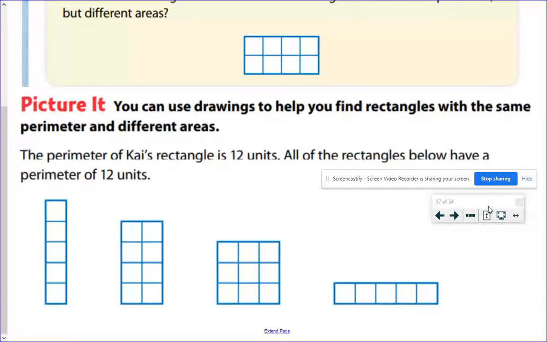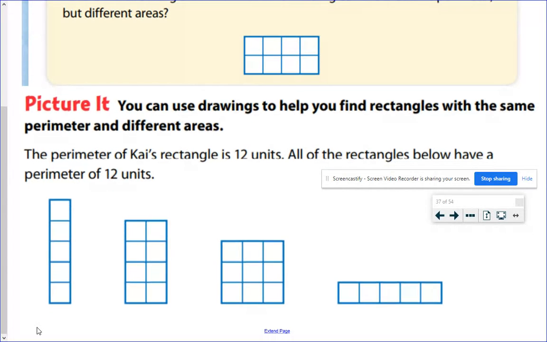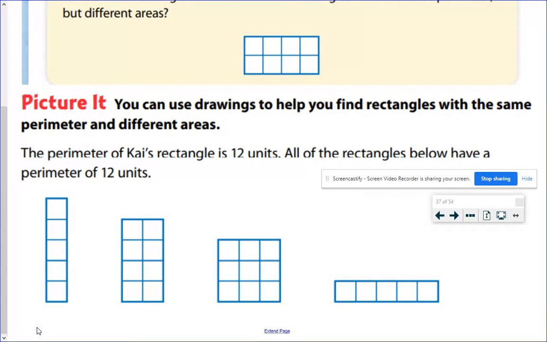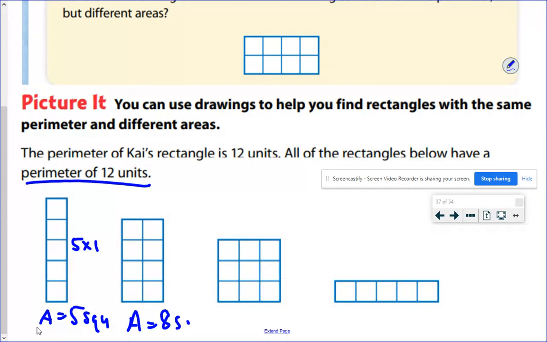This one was area 5. 5 square units because we said 5 times 1, and the perimeter is 12 of all of these. The area of this one, remember, we said was 4 times 2, 8 square units. This one was an area of 9, 3 times 3. And this one was 1 times 5. It was just that first one on its side flipped over.